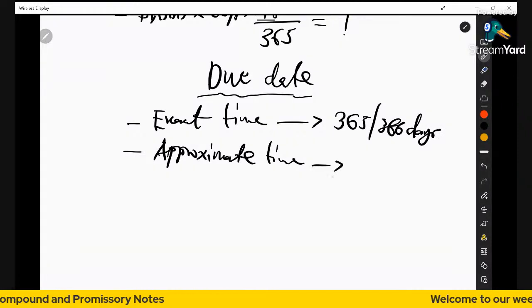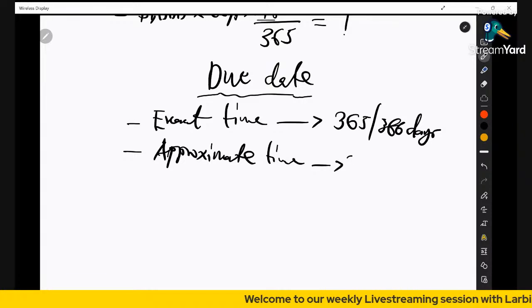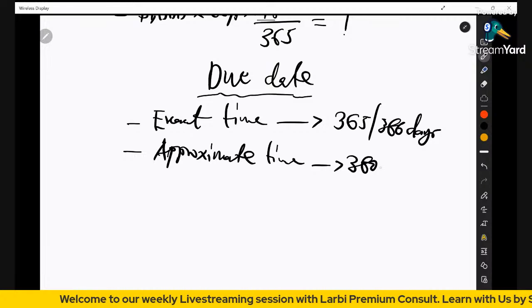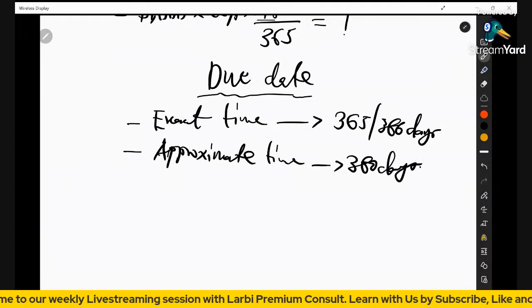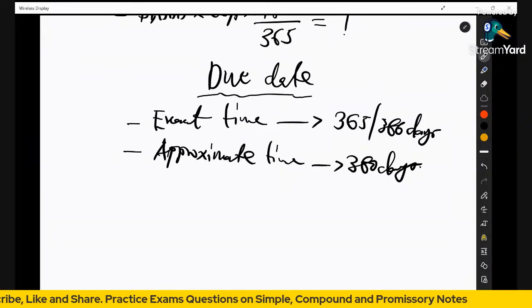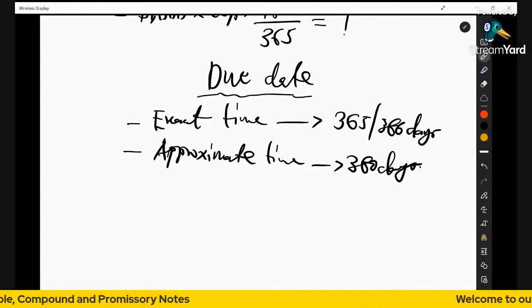But if you are talking about approximate, then it's dealing with the ordinary method. The assumption here is that each month goes for 30 days, and for a year we must have 360 days. So let's keep in mind that when it comes to computation of due date, based on the requirement of the question, you may be given the exact time or the approximate time. If it's approximate, then 360 days. If it's exact time, then we have 365 days or 366 days. So let's be guided by this going forward.